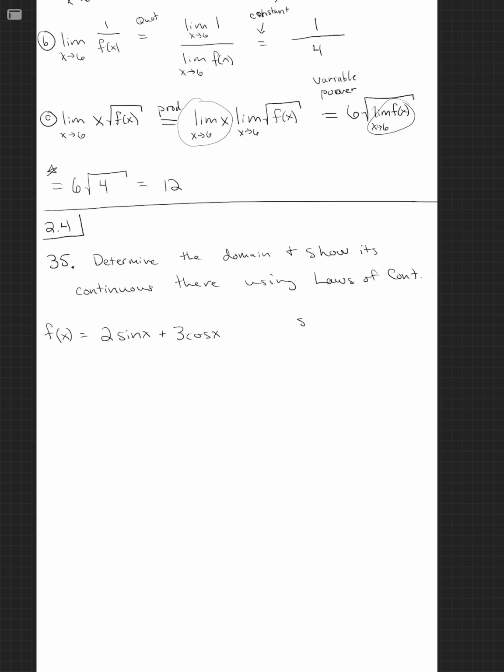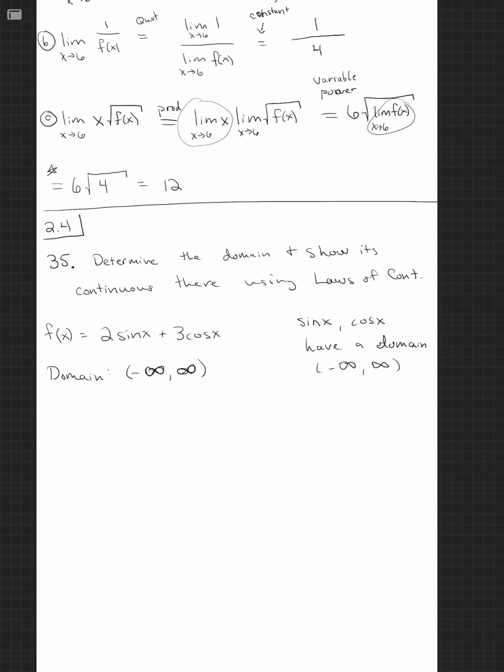But if we recall from calculus, sine and cosine have a domain negative infinity to infinity. And so when we add them together, we get the same domain, right? Usually we would be intersecting the domains, but if you have the same domain twice and you intersect them, you get the exact same set back, right? So the domain is everywhere.